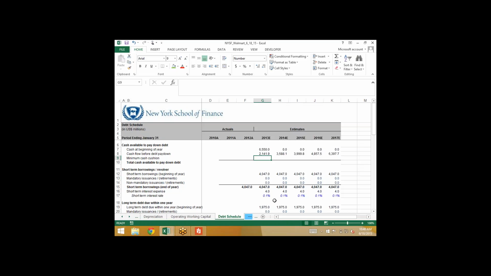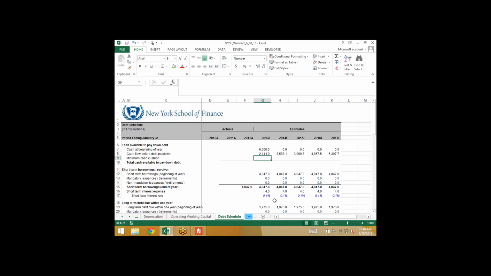Say again? This one? This just comes from the cash flow statement. Do you want to see the cash flow formula? No. Okay. This just comes from the cash flow. Then we have minimum cash cushion. Minimum cash cushion is the cash set aside that the company doesn't want to touch as a safety net.